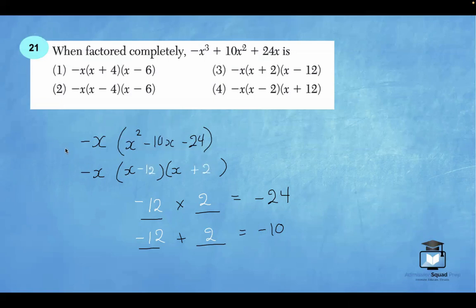Let's take a look at our answer choices. Again, the negative x was present in all of our answer choices. It looks like they chose the wrong factors here, so it's definitely not answer choice 1 and 2. Now we're looking for an x minus 12 and an x plus 2. This looks really good. So choice 3 is the correct answer.